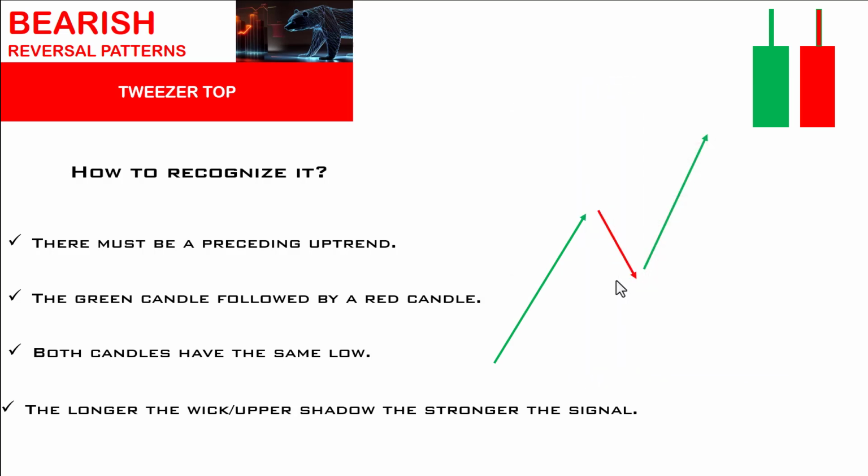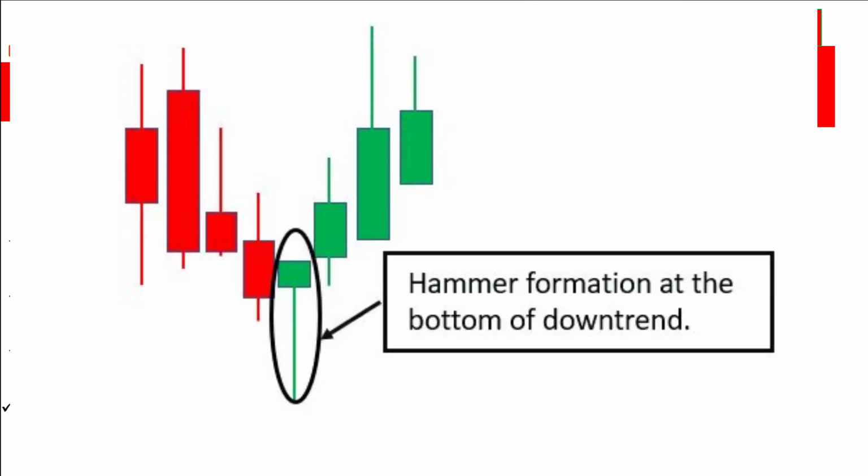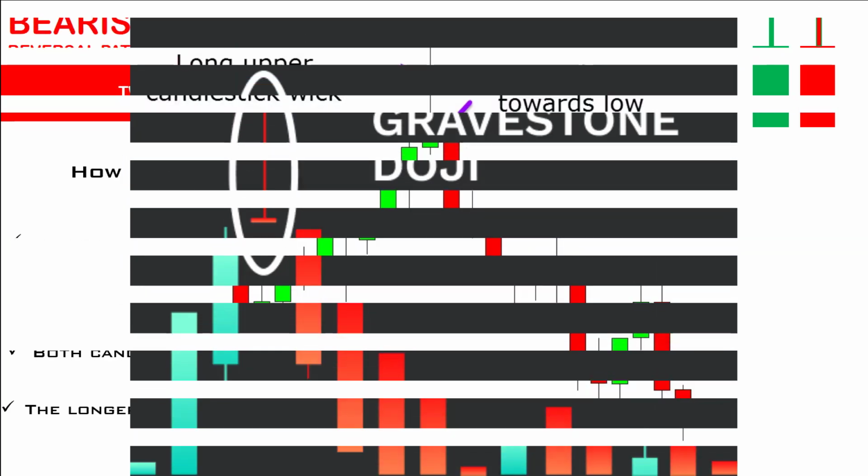In my next video, I will show you how to trade it one by one. I'll be taking it one by one. I will start from Dragonfly Doji and then Hammer. I will take the two together, and then I will go to Gravestone Doji and the Shooting Star. I will trade that one.